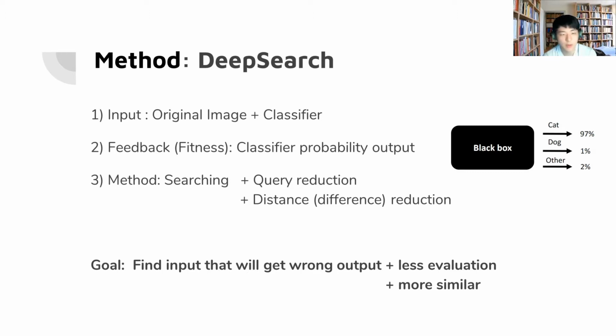To put it simply, the goal is to find an input that will get us a wrong output, but we don't want to ask the black box too many times, and we want our adversarial input to be as similar as possible to the original one. So how does it work? This is how the search is done.